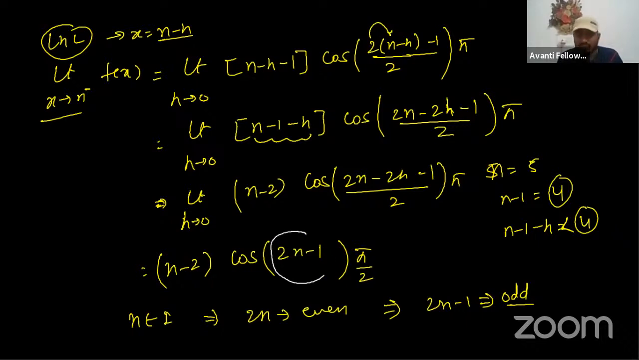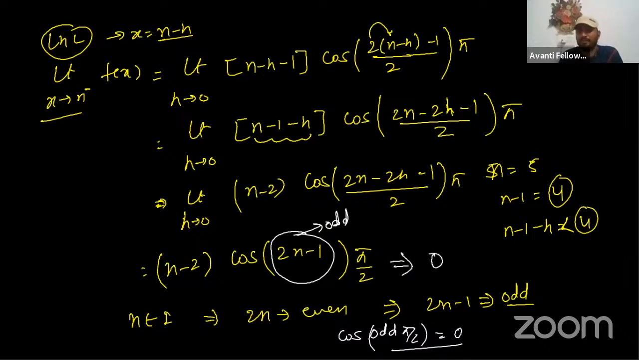Now this thing will become odd, so odd pi by 2. Now if I write cos of odd pi by 2, that is nothing but 0. So your left hand limit comes out to be 0. Yes or no? Odd pi by 2, so this finally becomes 0. Your left hand limit is nothing but 0.